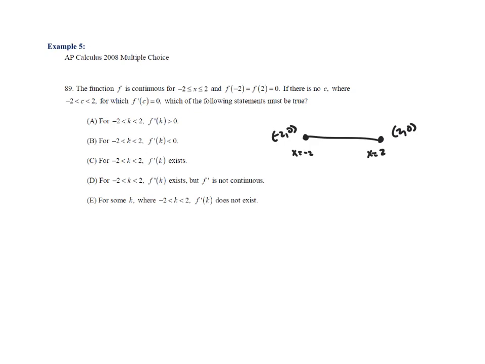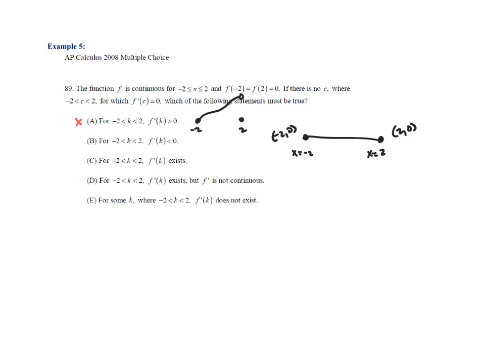Let's read the rest of the question. If there is no c, where c is between negative 2 and 2, for which the derivative equals 0 at c, which of the following statements must be true? All right, so let's look at a sketch of part A. Okay, so if I go from negative 2 to 2, if on the interval from negative 2 to 2 the derivative is greater than 0, okay, so the derivative is always greater than 0, well, that's a problem, right? Because then I would have a discontinuity there. Okay, so that's an issue, right? Because f is continuous, so that's out.